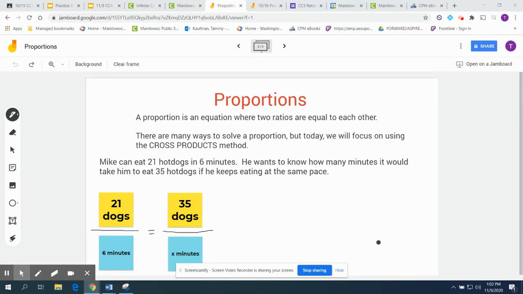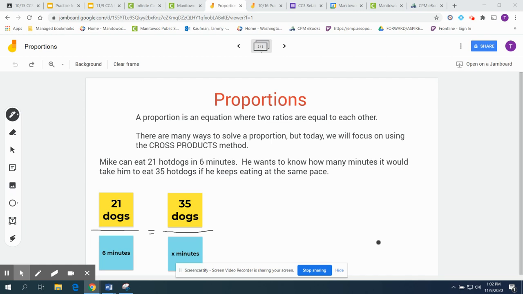Okay, so today we're going to review proportions a little bit and then talk about how to solve them using cross products. Proportions actually are an equation. So you probably have solved them using unit rates or undoing division, but I really want to look at solving them using the cross products because it's really like solving an equation.